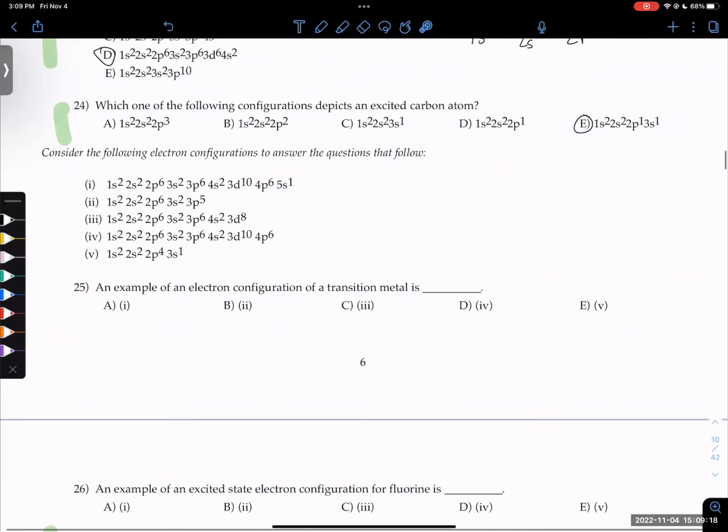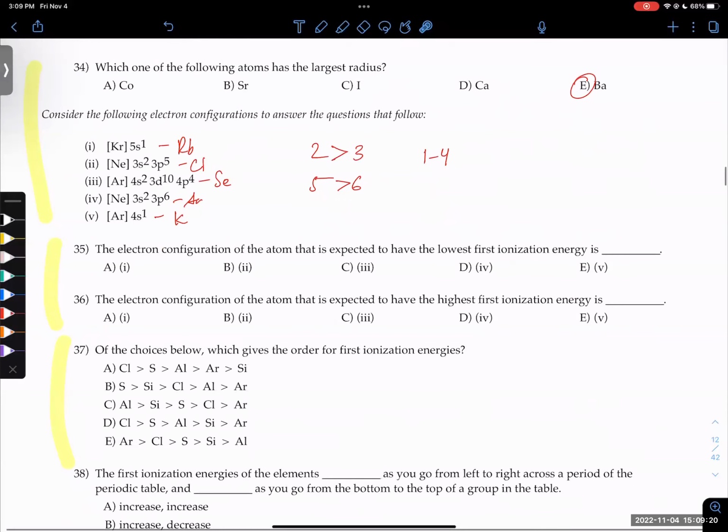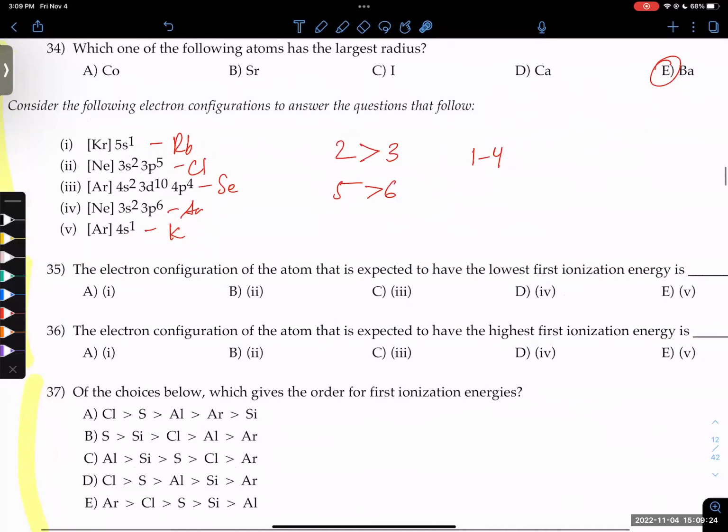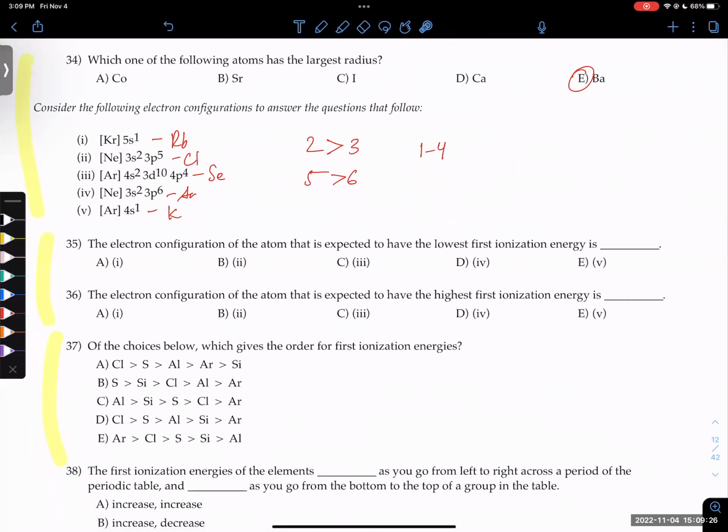All right, so let's go further down here. With that, what's the answer to number 35? Let's just say it's up to interpretation. Okay, what's the answer to number 35? Rubidium. Wait, oh, yeah, no, wait.